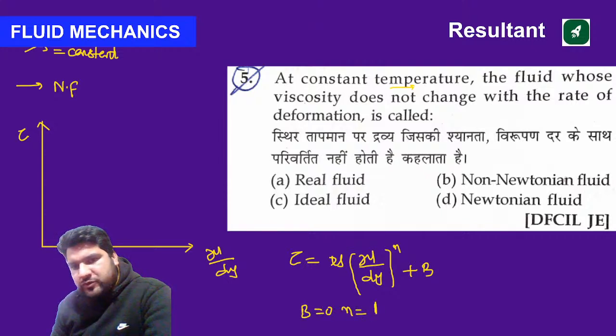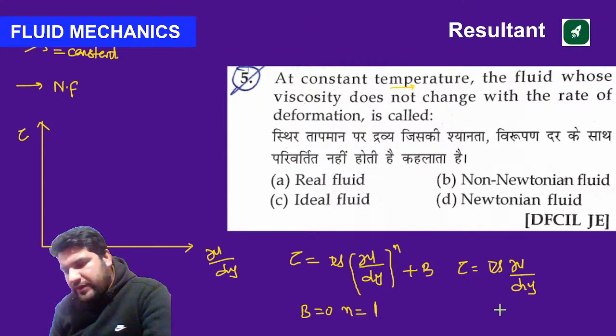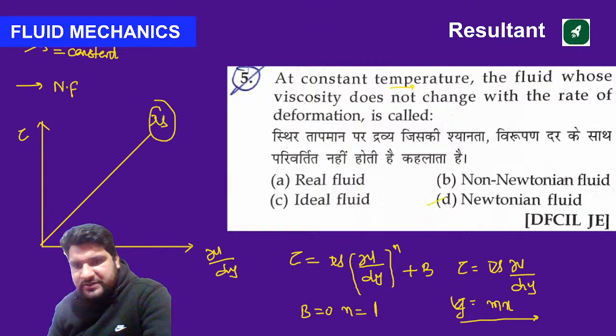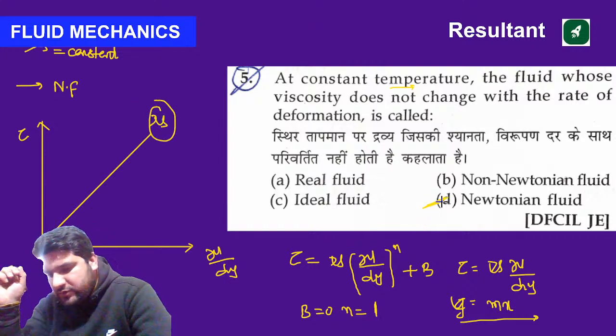Absolutely correct. Now when n is 1 and b is 0, the shear stress tau will be equal to mu du by dy. What is this equation? It is y is equal to mx, a straight line equation. So the graph will be a straight line, and the slope will be m, that is constant. Here m denotes mu, viscosity. Viscosity is constant, so you can go with D.